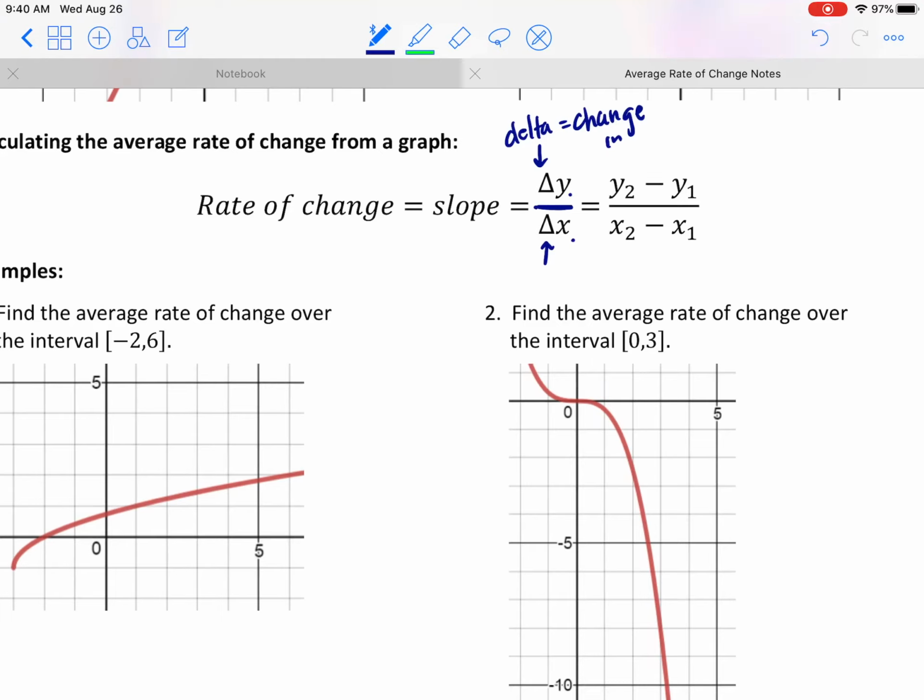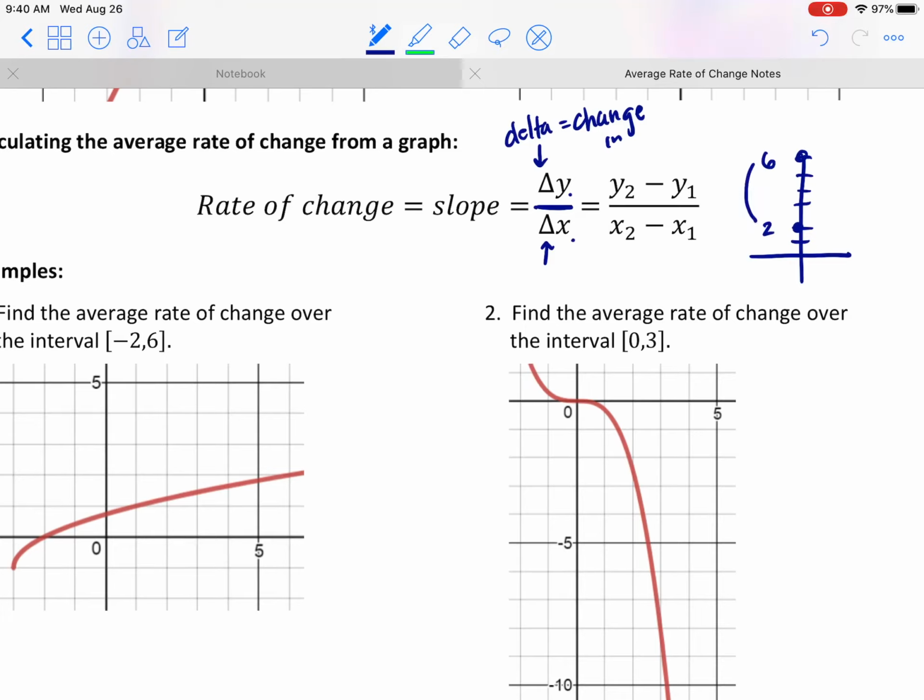I showed you in the last two examples you could just count, but that isn't always efficient because you don't always have a graph, and maybe you have points that you're looking at that are really far away. So how do we technically calculate the change in y values or the change in x values? Think about it really simply: if you started at a y value of 2 and you landed at 6, that's a change of 4.